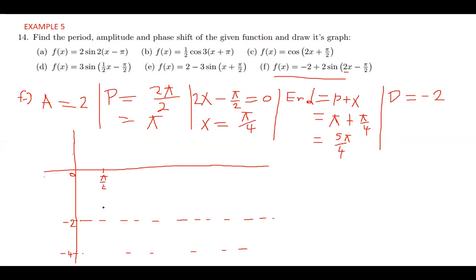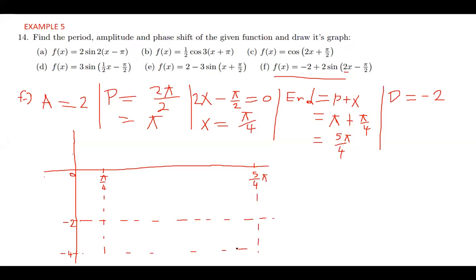So I can do this if I want. And then it's going to end at 5 pi over 4. So now let us find the divisions. So the divisions that are going to be between here, so it's going to end there.